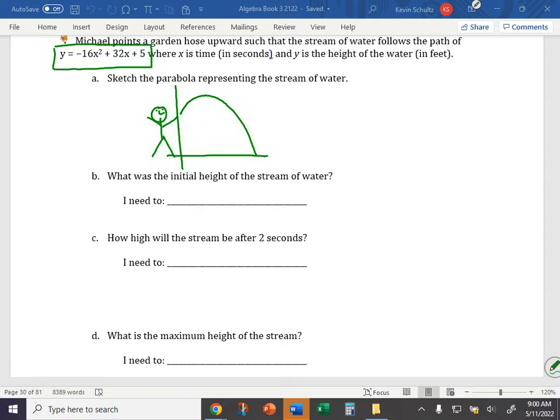I need you to raise your hand. Damien, why wouldn't it start at the ground? Well, because when you water a garden, have you ever watered a garden before? You hold the hose up a little bit, you spray it. Most people do. Maybe you're different. That's fine.